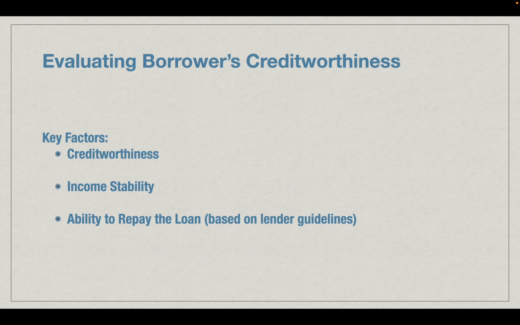Evaluating borrowers' creditworthiness. Finally, when lenders are deciding whether to give you a loan, they look at a few key factors: your creditworthiness, how good you are at paying back debts, your income stability, how steady your income is, and your ability to repay the loan based on their guidelines. These factors help them decide if you're a good risk for a loan.